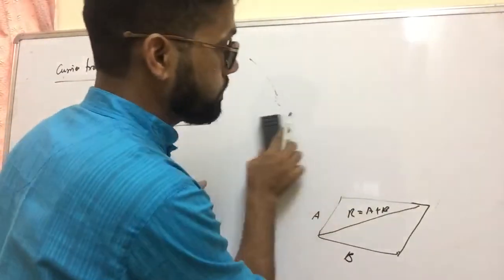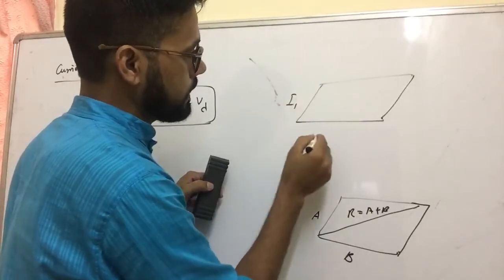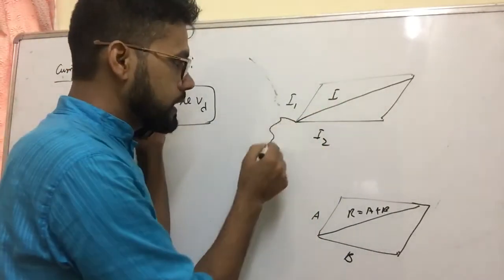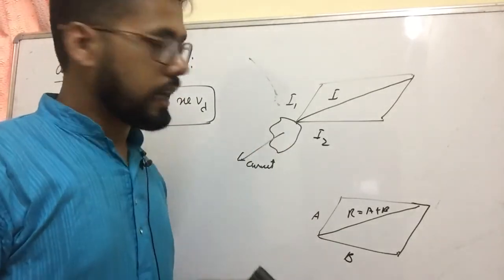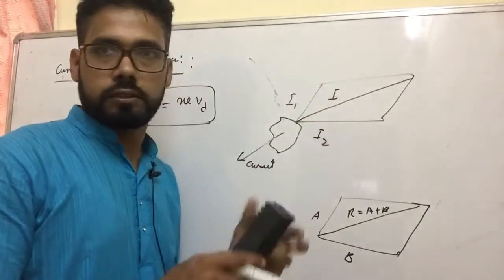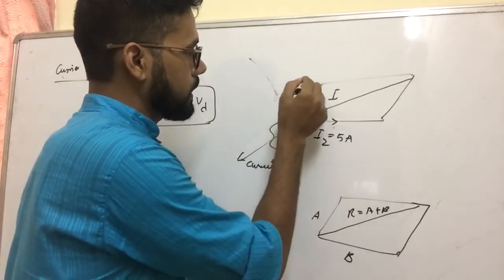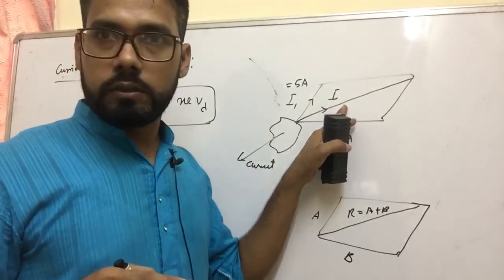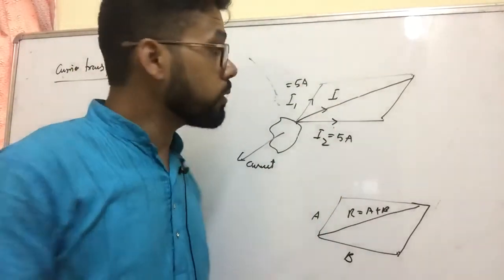But in case of current, suppose this is the I1 current, this is the I2 current, and this is the resultant, and these are all copper wires. Suppose I am putting a current source here, a battery or something like that, allowing current to move in this direction. This is 5 ampere current, and this is also 5 ampere current. Then along this line, according to the law of parallelogram of vectors, how much current will flow? According to 5 plus 5, 10 ampere current. But why would it be 10 ampere? It will carry only 5 ampere current.